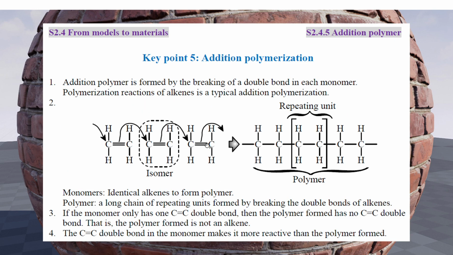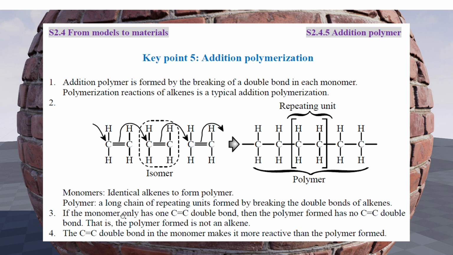So how to make polymer? For example, plastic is made by addition polymerization, which is breaking the double bond, and breaking that one double bond becomes two single bonds, and then joining the monomers together. That's called addition polymerization. So you must have a double bond alkene. So identical alkene monomers form a polymer. Polymer is a long chain of repeating units formed by breaking the double bond of alkene.